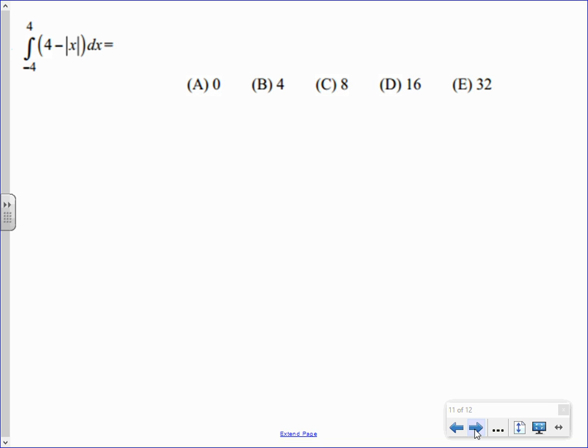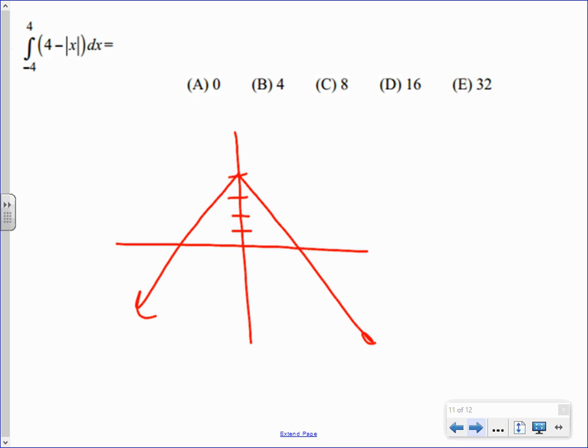Okay, let's vote. A, B, C, D, E. 4 minus the absolute value of x. Looks like this. What is that? A triangle. Base of 8, height of 4. Anytime you see an absolute value, you can graph it and use triangles to figure out your area.